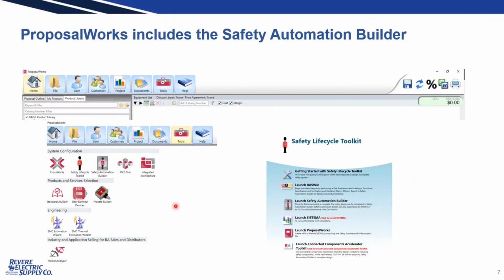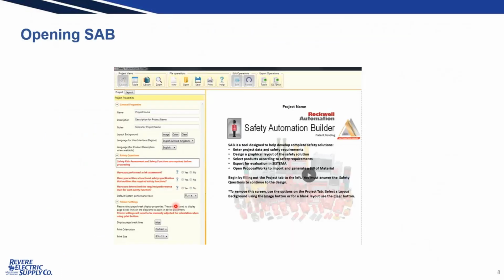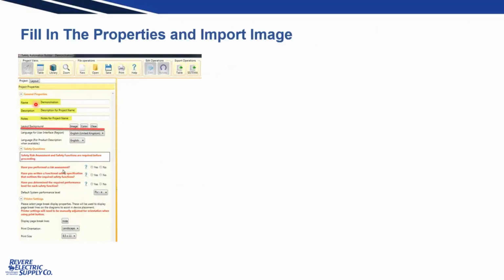The Safety Lifecycle Toolkit, which also includes the Safety Automation Builder. When we open up the Safety Automation Builder, you'll be able to begin a project. To begin a project, you'll name the project, put in a description of your project, and then any specific notes you might have for that project. So when you do that, in this particular case, we're going to call this a demonstration and put in a description of the project if you need it. And again, any specific notes.